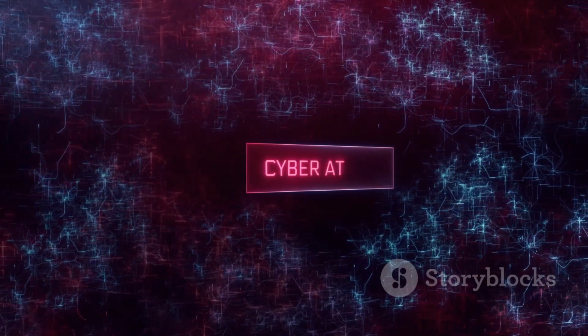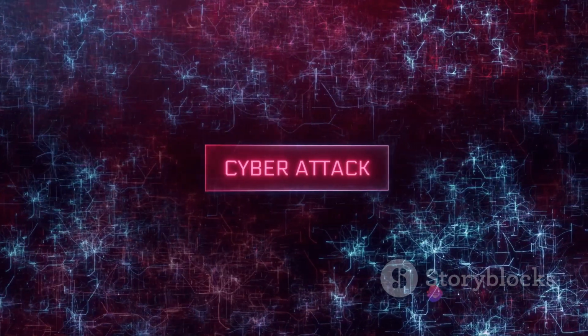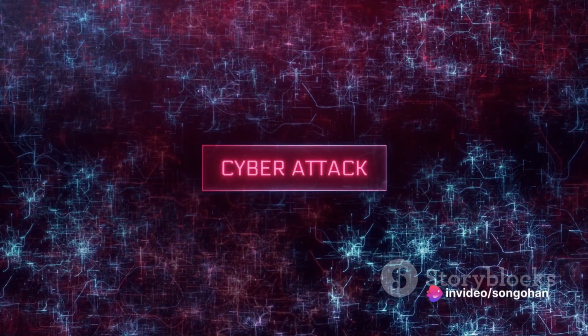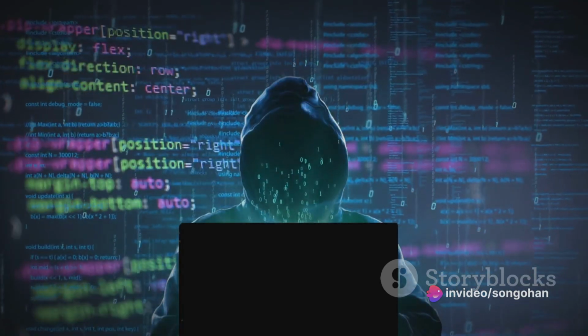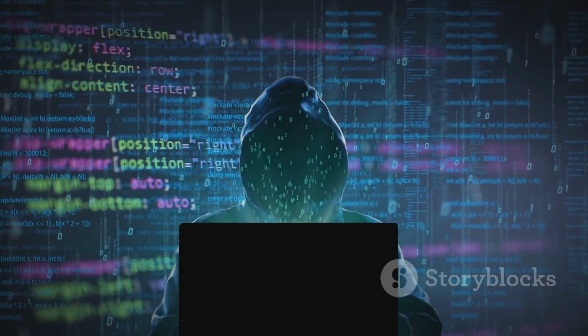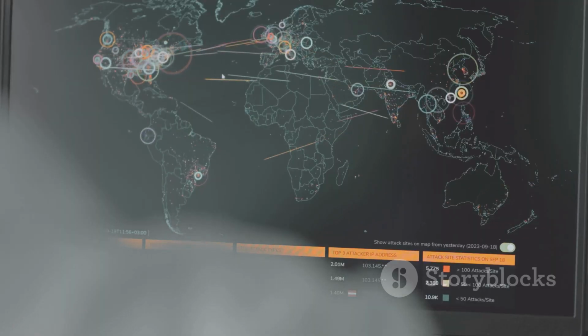Now, why are these vulnerabilities a big deal? Well, they can lead to serious consequences. Cybercriminals can exploit these vulnerabilities to gain unauthorized access to sensitive data, disrupt network operations, or even launch large-scale attacks. Think of it as a burglar finding an unlocked door to your home.